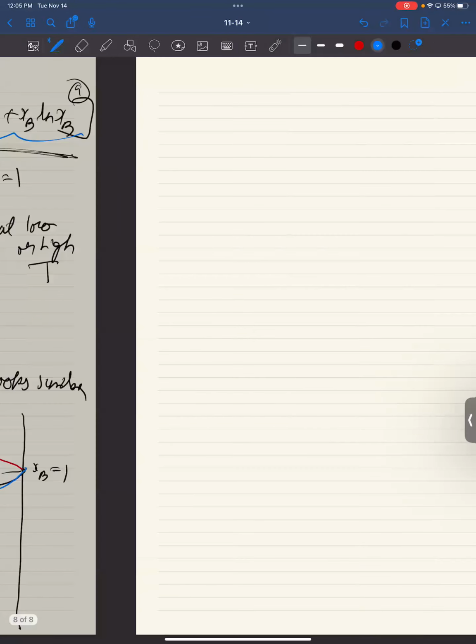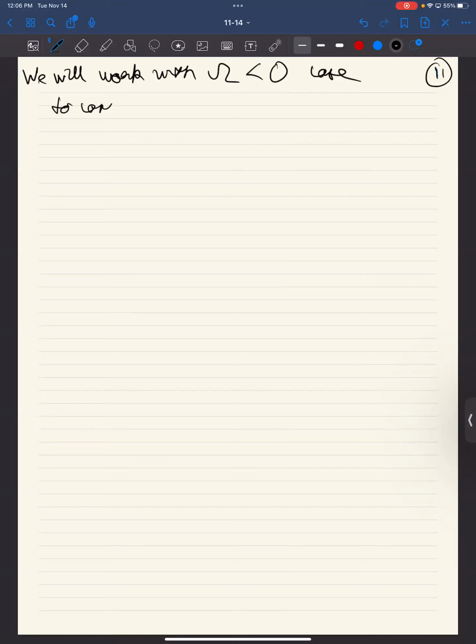So what are we talking about? What are we trying to do here? We will work with the omega less than 0 case to construct a phase diagram of... So meaning that we're working at low temperature?